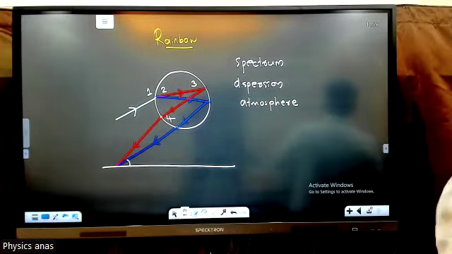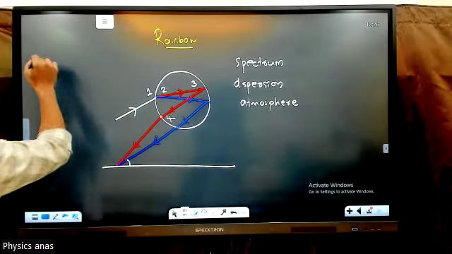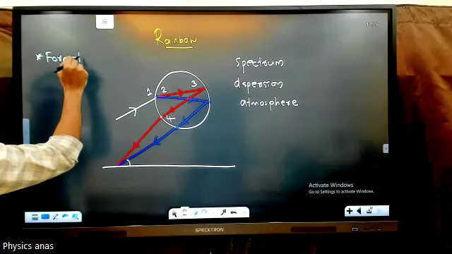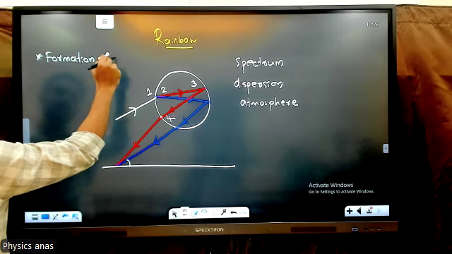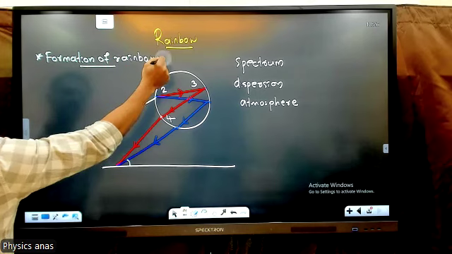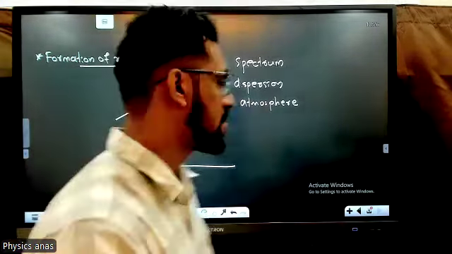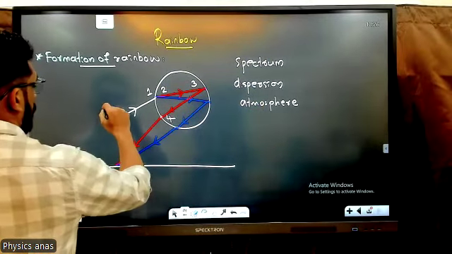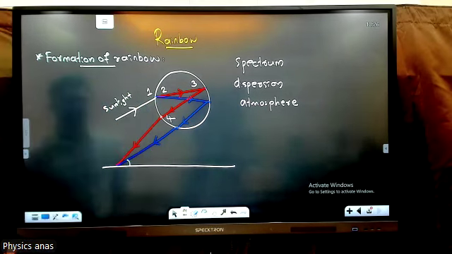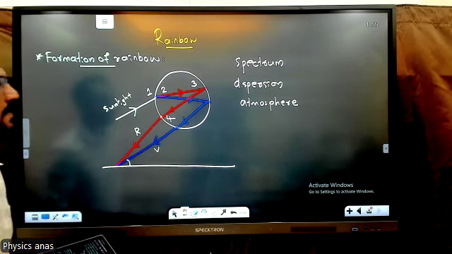Okay. Then the subheading: Formation of rainbow. You can draw this figure. This is sunlight. This is red, and this is violet.